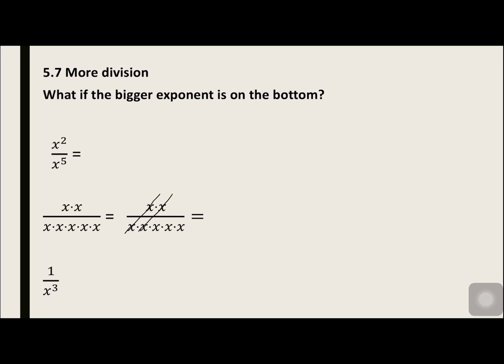5.7 more division. What if the bigger exponent is on the bottom? X to the 2 over x to the 5 would mean write 2 on top, write 5 on bottom. The 2 from the top divide out with 2 from the bottom. X divided by x equals 1. So on bottom, we would have x to the 3rd because there are 3 left over.